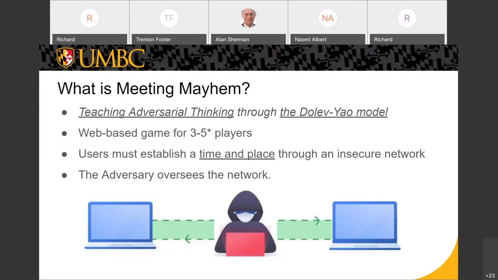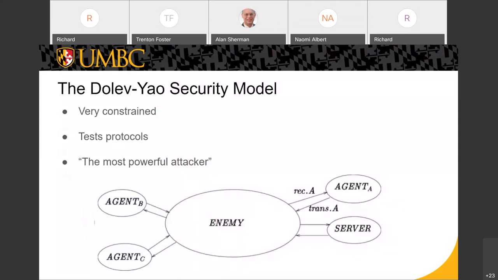So the way that we're teaching adversarial thinking is through the Dolev-Yao security model. The reason that we picked this is because it is a very abstract way of doing network security. When an agent sends a message through the network, you don't have to worry about the message failing. No packets will be lost. Every message sent is able to be received. And when cryptography is performed, it's not able to be hacked, so you don't have to worry about the security of your cryptography or anything being broken.